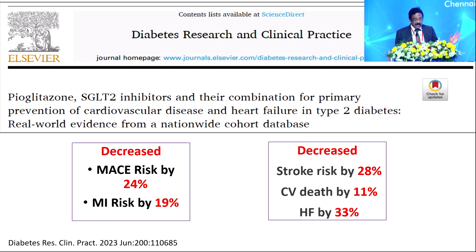It's real world evidence from a nationwide cohort study. They have shown a decreased MACE risk by 25%, myocardial infarction risk by 19%, stroke by 28%, cardiovascular death by 11%, and heart failure by 33%.